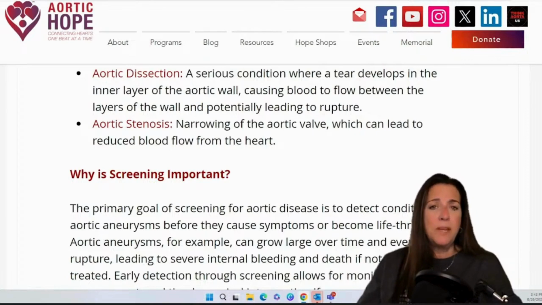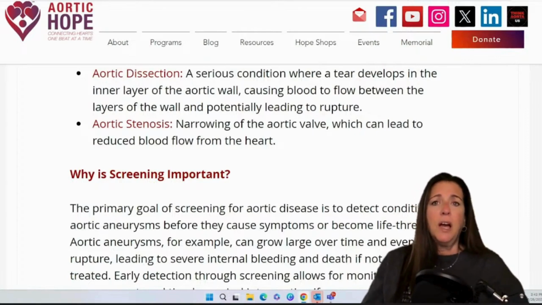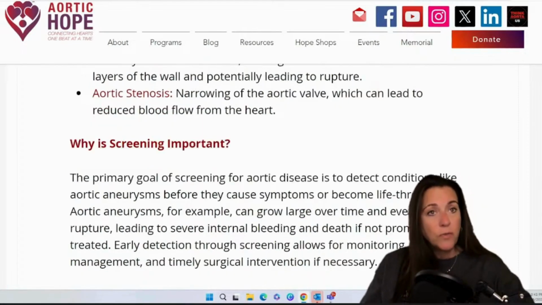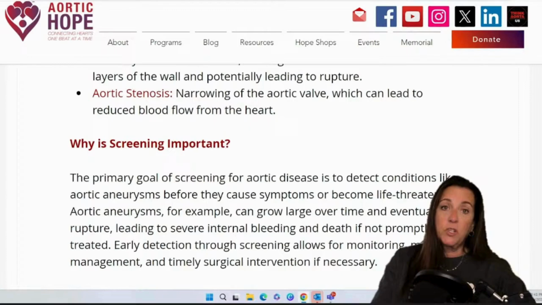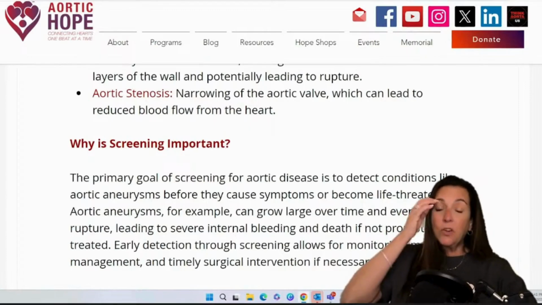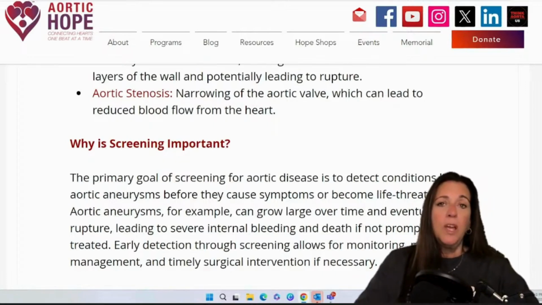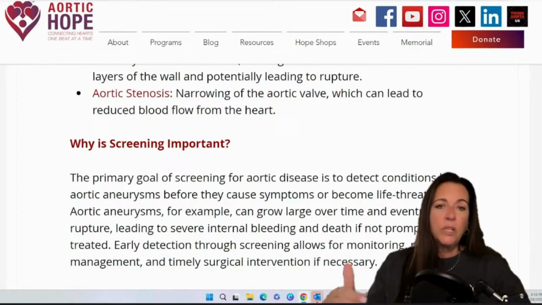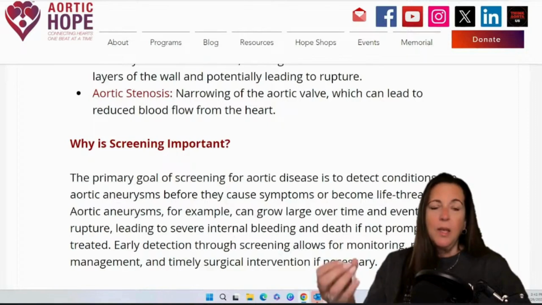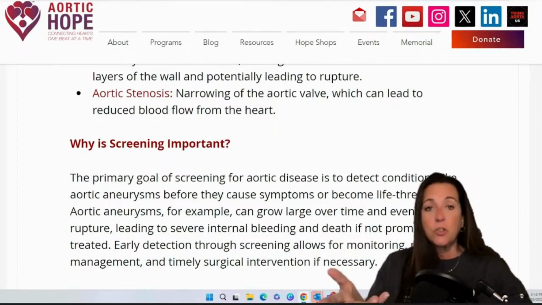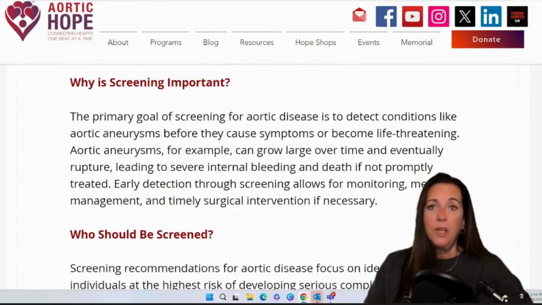And some of these things can become life-threatening. Aortic aneurysms, for example, can grow pretty large over time and eventually rupture, which would lead to severe internal bleeding and death if not promptly intervened and treated. So early detection through screening really allows for monitoring, medical intervention, medical management, et cetera, and surgical intervention if necessary.